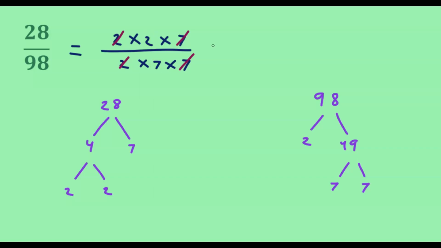So what does that mean? That means that this fraction has been simplified to 2 divided by 7. And so this is our required simplified fraction. It is 2 divided by 7.